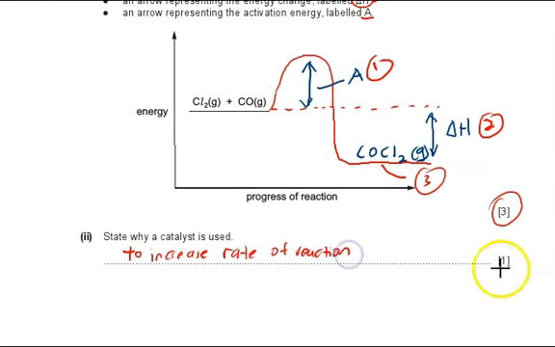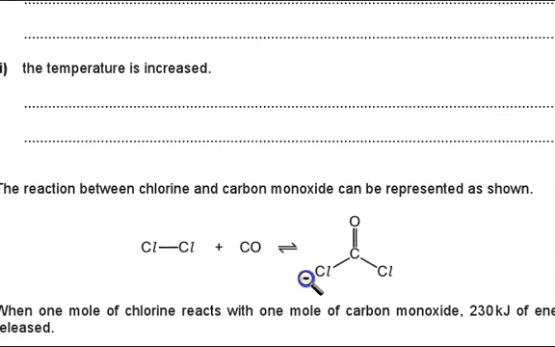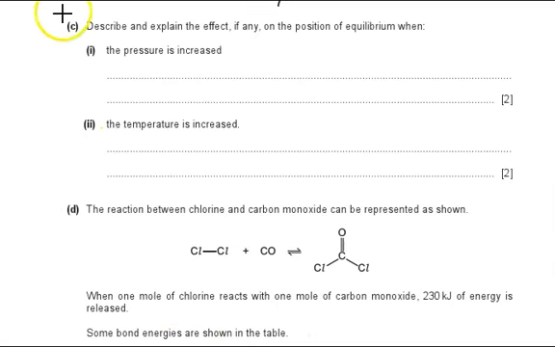So that is your answer for the first one. Okay, now let us move on with the next one. Here, D. Describe and explain the effect, if any, on the position of the equilibrium when the pressure is increased and the temperature is increased. The process is exothermic, so we have to relate the answer with the exothermic process.